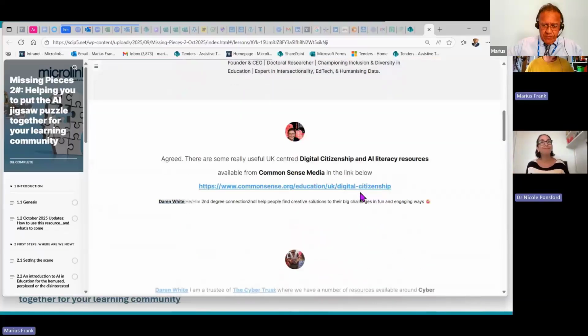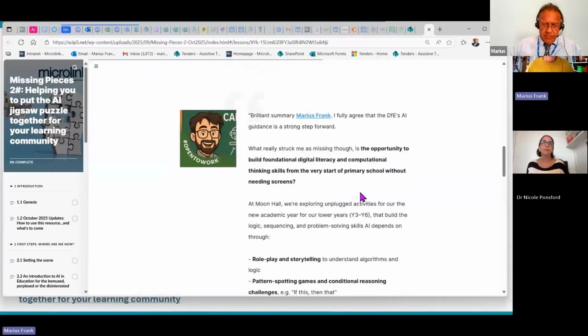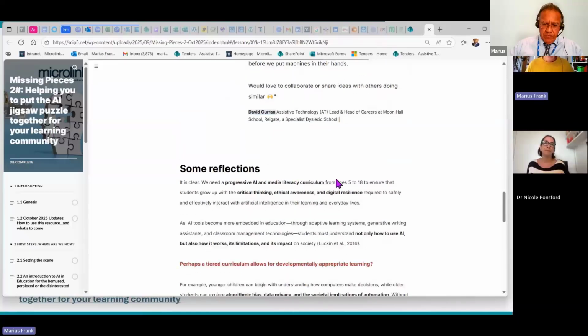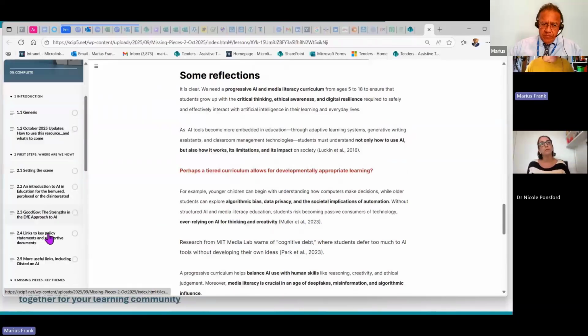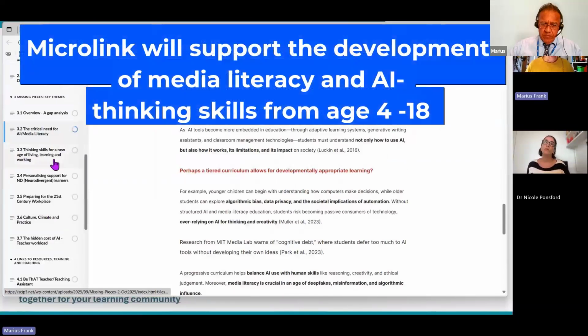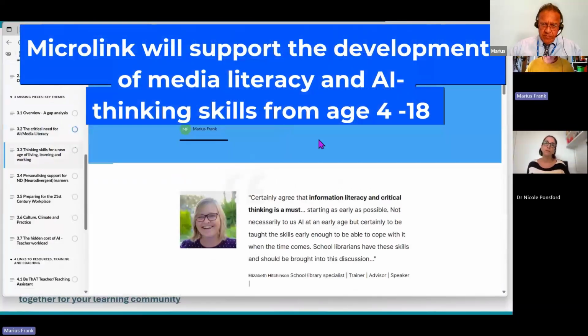Oh, it's me again there. There we are. Yes, as part of our free offer to schools, we've released this as an entree to it. And one of my points is that this education has got to be progressive. It can't be just parked in the year 9 or 10 curriculum. It's got to start young. And what we're trying to do as well is reflect on thinking skills for the new age of living, learning, and working. Because it's no good just telling young people about what to do. We've got to equip them to think for themselves.